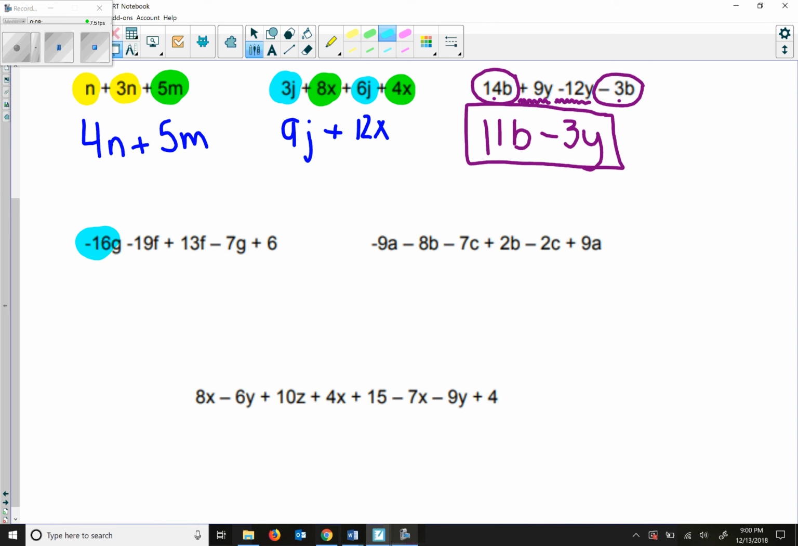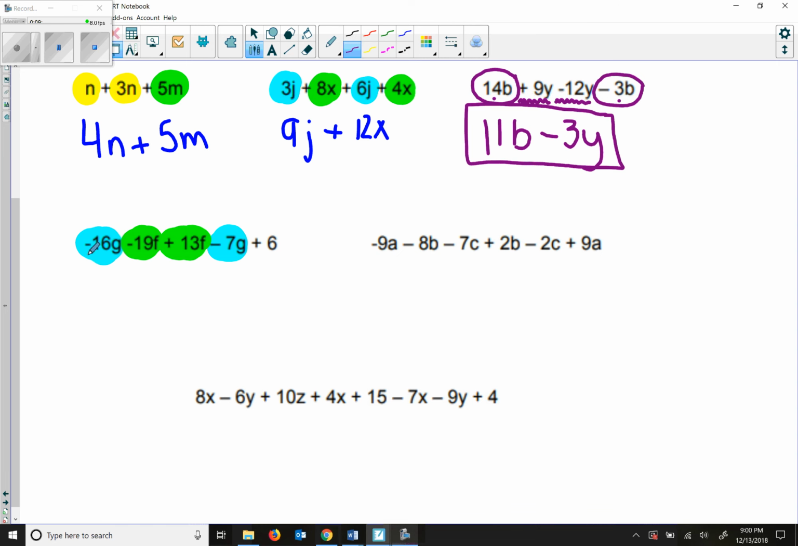Here's my G. Where are my other G's? Let's see, that's -19F, -13F. Here's a -7G. And then that 6 doesn't have a G with it, so I can't combine it. But if I start now looking for all of the F's, I just have those two.